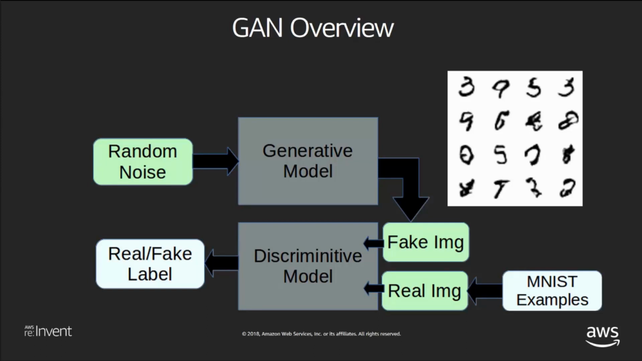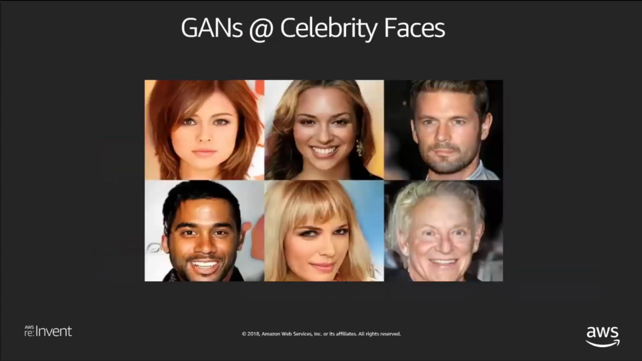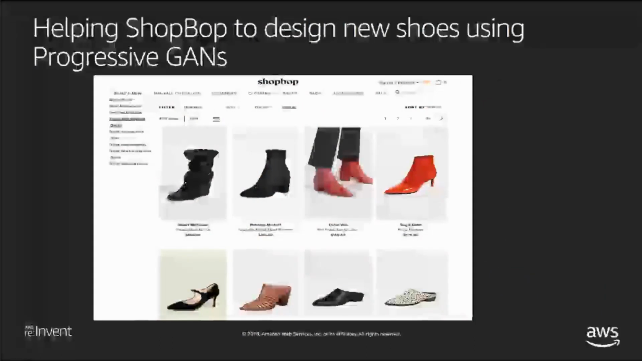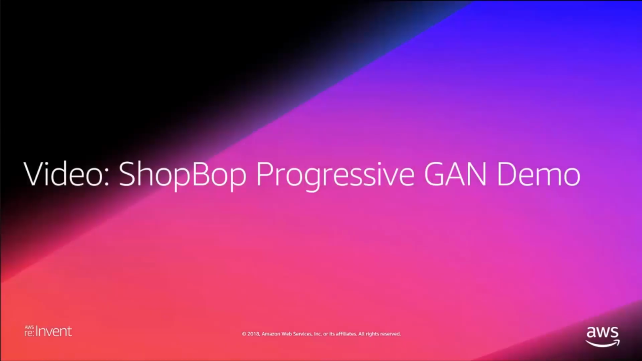There's a recent paper by NVIDIA called Progressive GAN, where you can generate celebrity faces that are not actual real persons. We applied the same technology to a data set that I got from the Amazon.com side, from a company called Shop Bop. We took about 30,000 of these shoe images, and we wanted to see if we could generate images that are indistinguishable from actual shoes. So here's what we actually did. Scott, could you please play the video?